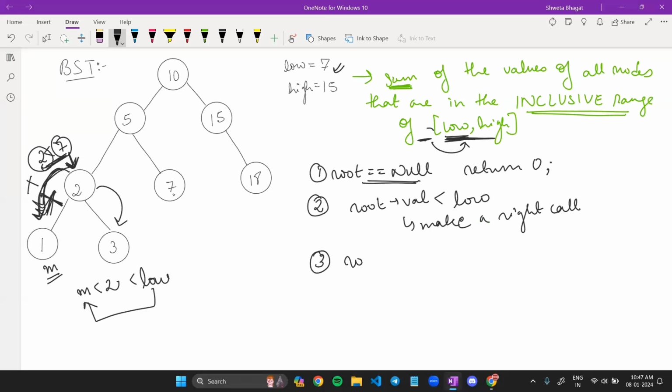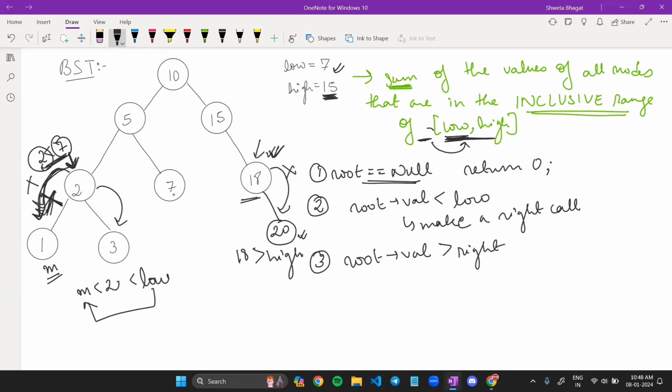Thirdly, if my root's value is greater than high. Okay, so let's see over here. This is 18, right? This is greater than the value of my high, 15, right? So for this root, we won't make any right call. Say for example, if here I would have a value as 20. Okay, so in that case, we won't make any right call. Why? Because this 18 is greater than high.